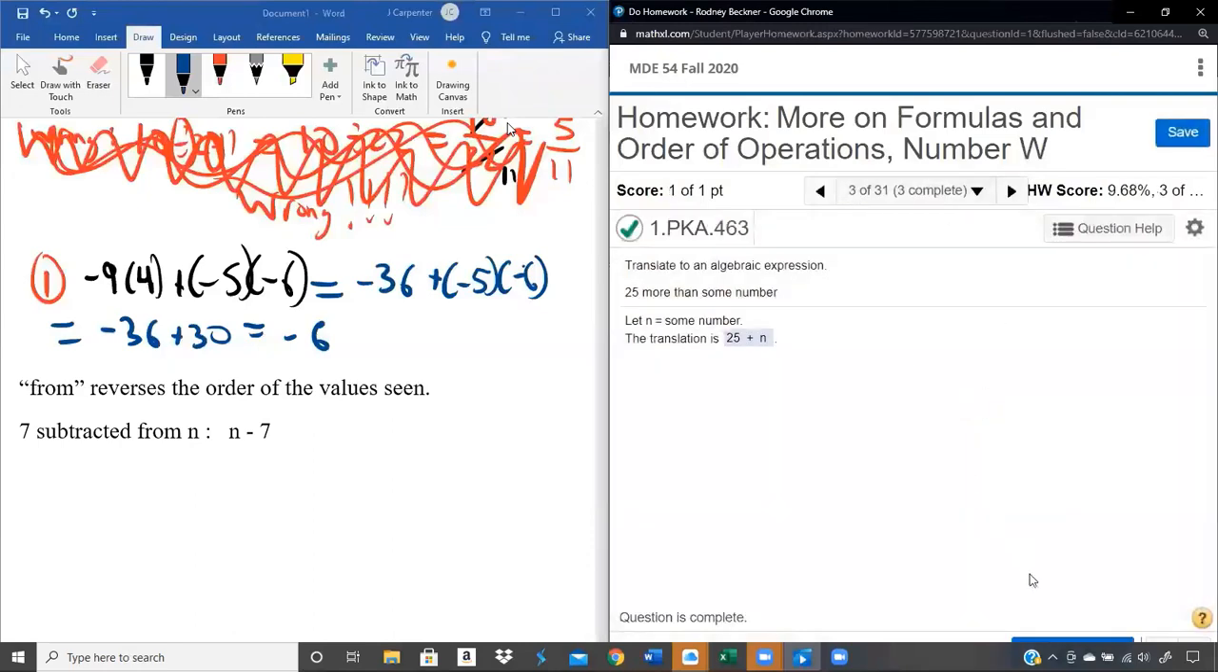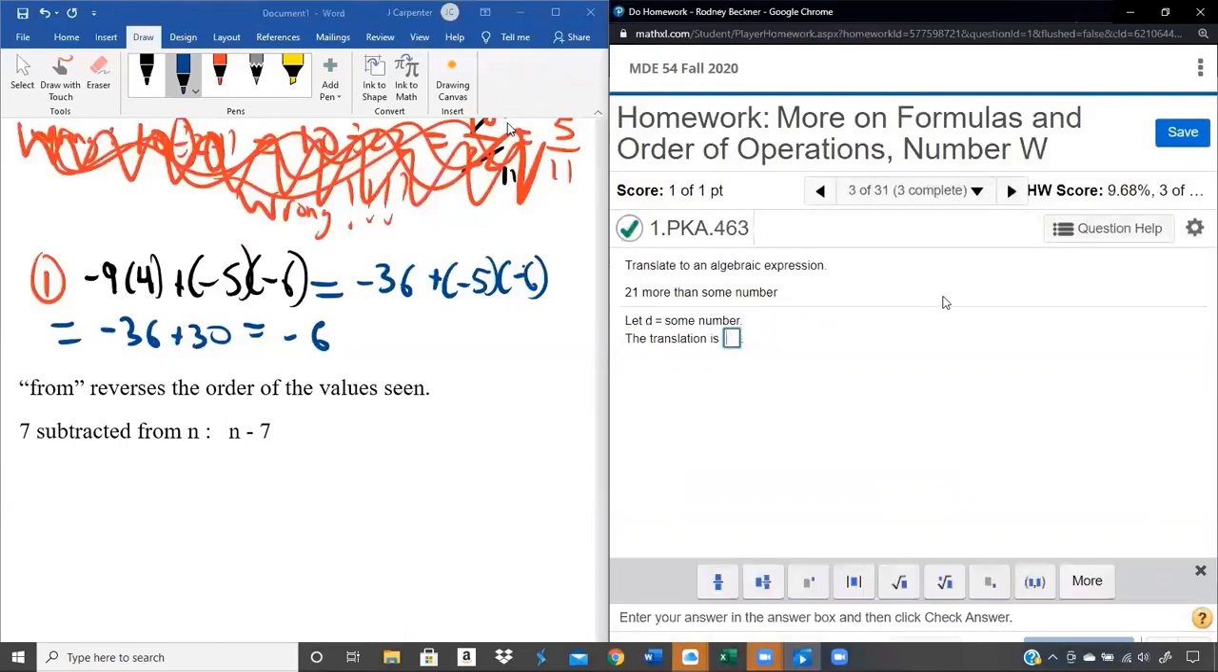Now, let me hit similar question. Notice that time I answered 25 plus n. I'm going to hit similar question. This time it says 21, so the answer would be 21 plus n. If I do 21 plus n, that will be the correct answer. Let's see if I can swap the order of them, though. The subtraction one we couldn't, and that's because 5 minus 7 is very different from 7 minus 5. But under addition, 5 plus 7 is the same as 7 plus 5. The order doesn't really matter.